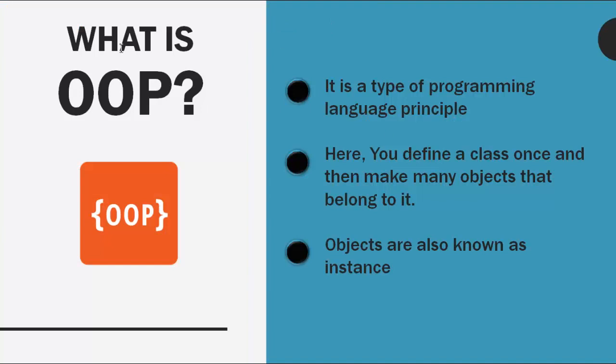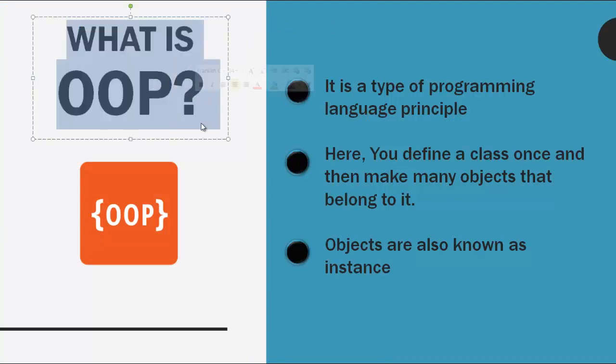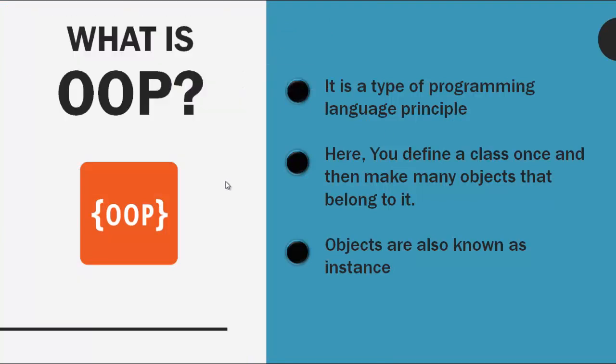Let's see what OOP is. Now the question is in our mind: what is OOP, and why are we using OOP here? So first, what is OOP? It is a type of language principle. It is not a programming language, it is a principle for writing code. It provides us more security, flexibility and more.